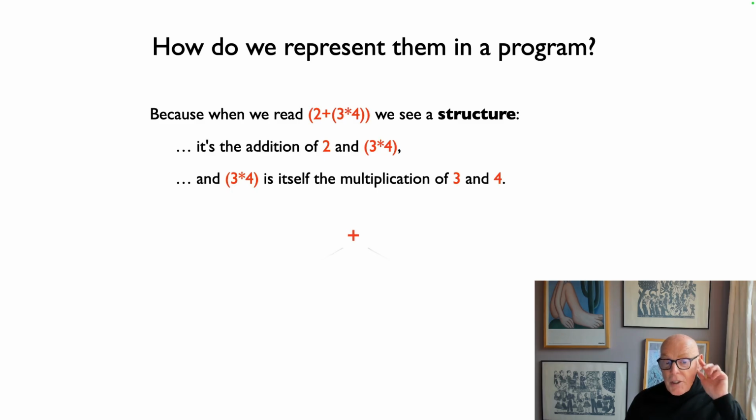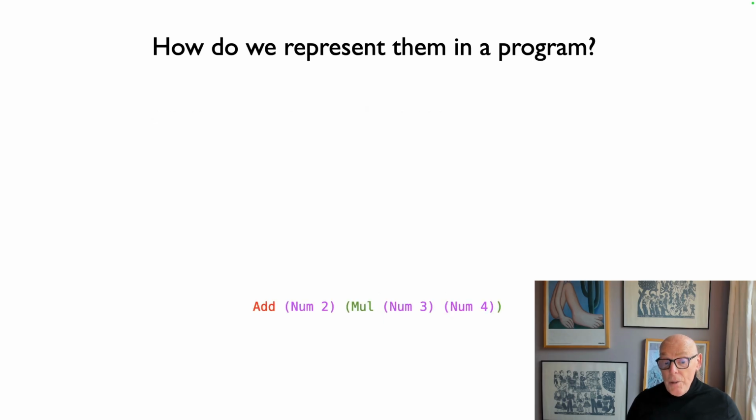You can visualize that structure like this: at the top you have a plus, and then on the left you have the number 2. On the right you have another sub-expression, which is itself a multiplication of 3 and 4. So we somehow want to represent that kind of structure rather than representing a string of symbols. And the way we do it is like this.